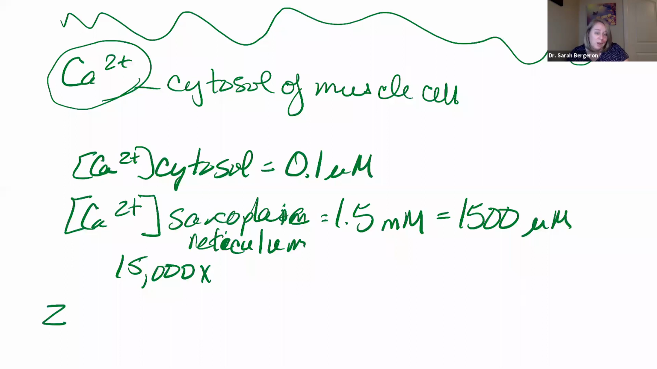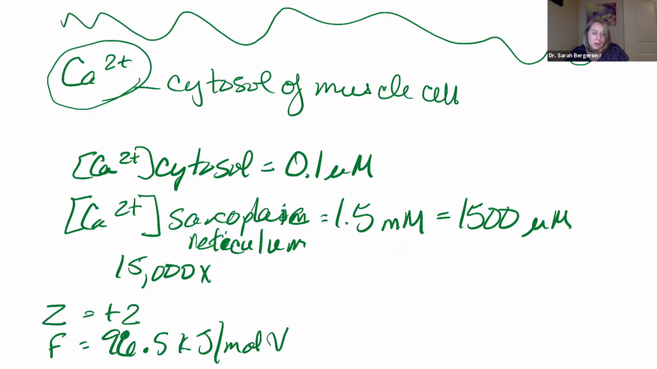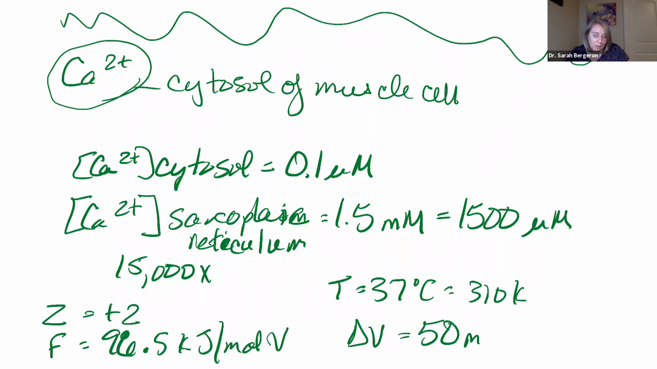So what's Z for our equation? It's gonna be +2, right? Remember Faraday's is 96.5 kilojoules per volt mole. Doesn't matter which one you put first, volt mole. Our temperature is again going to be body temperature, so 37 or 310 Kelvin. And then we also need to know our membrane potential. I will give you the membrane potential, and I'll tell you it's 50 millivolts, but look over here, we're in volts, so we need to convert that to volts, okay?